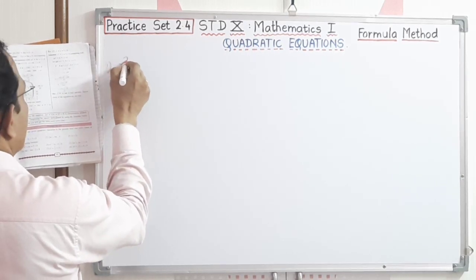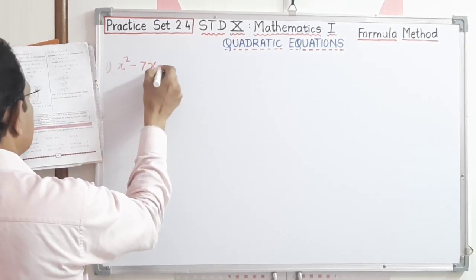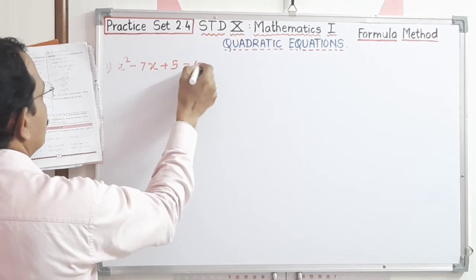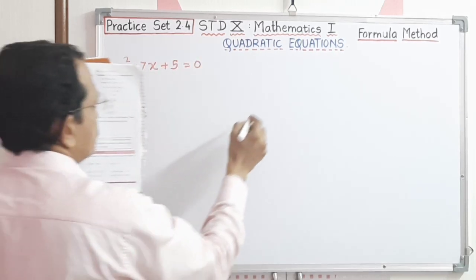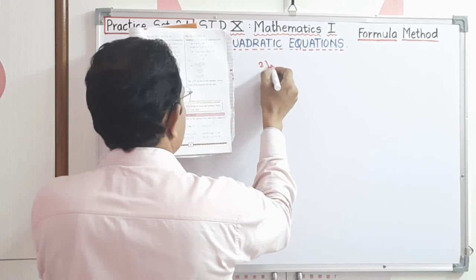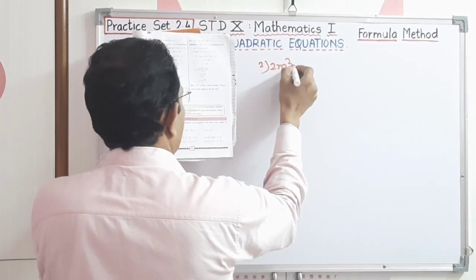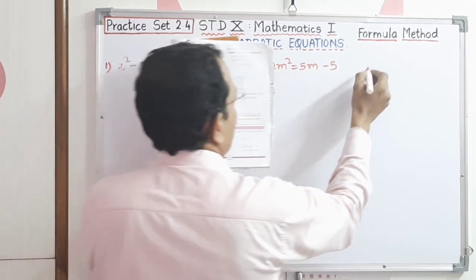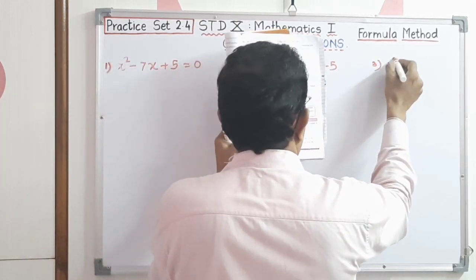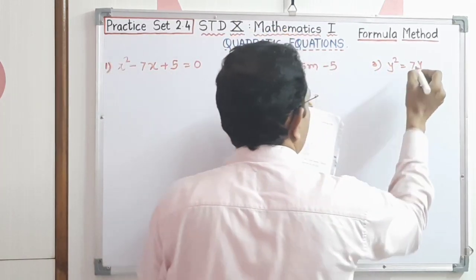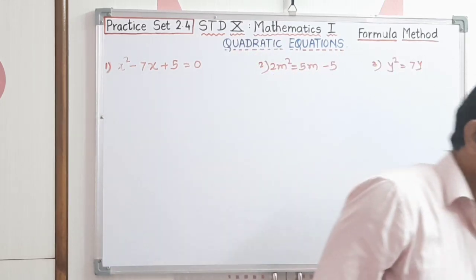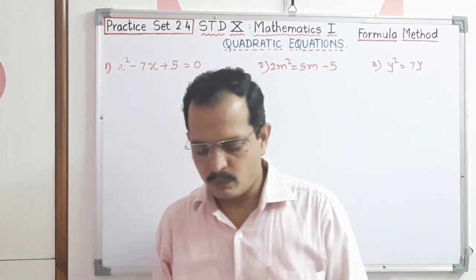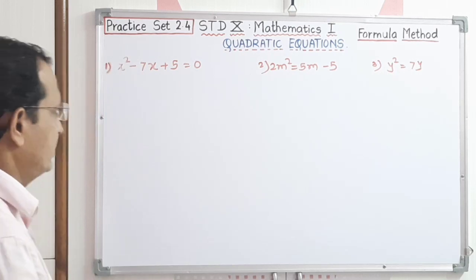It is x square minus 7x plus 5 equal to 0. This is the first. The second one is 2m square is equal to 5m minus 5. And the third one is y square is equal to 7y. Now these three equations are given and we have to solve them one by one.